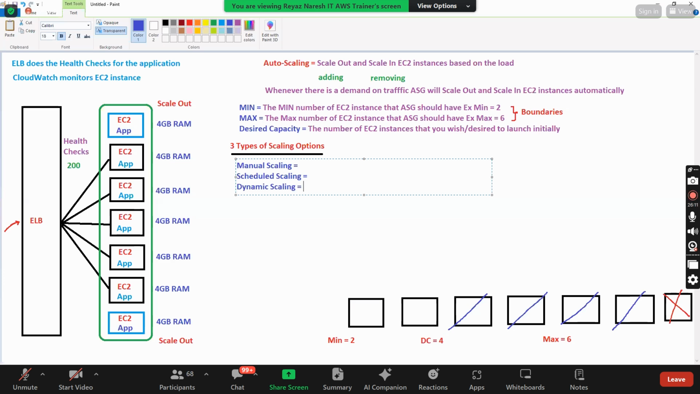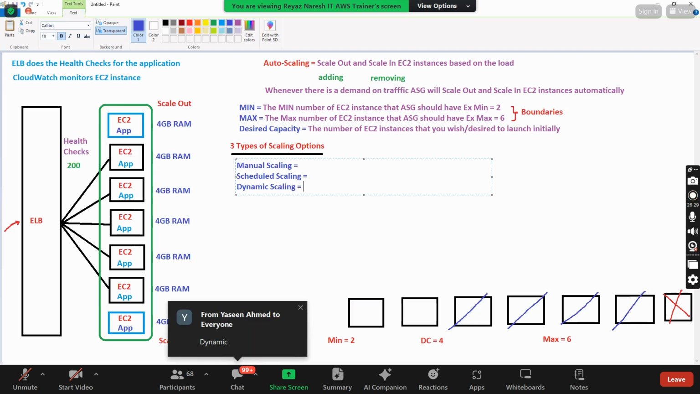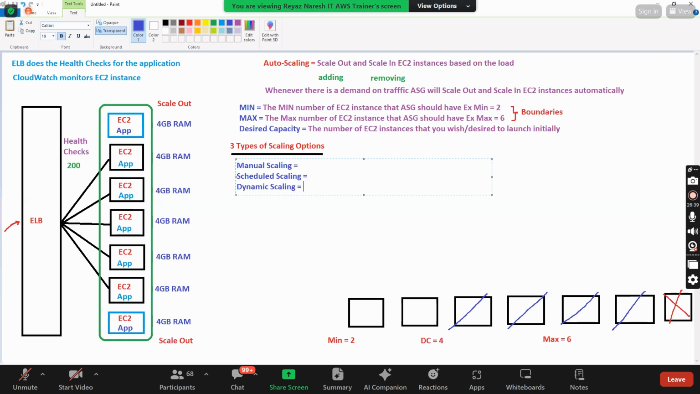You understand the difference? Manual scaling is manually modifying it. Schedule means at a particular date and time. Dynamic means every time, automatically it will scale out and scale in. So which one is the best out of these three? Dynamic scaling is the best. That is a certification question. They will give a scenario like this and ask which is the best option you can choose. Dynamic scaling. In dynamic scaling, do we need to worry about it? No. You just mention the average CPU utilization, and the auto scaling group will take care of it.